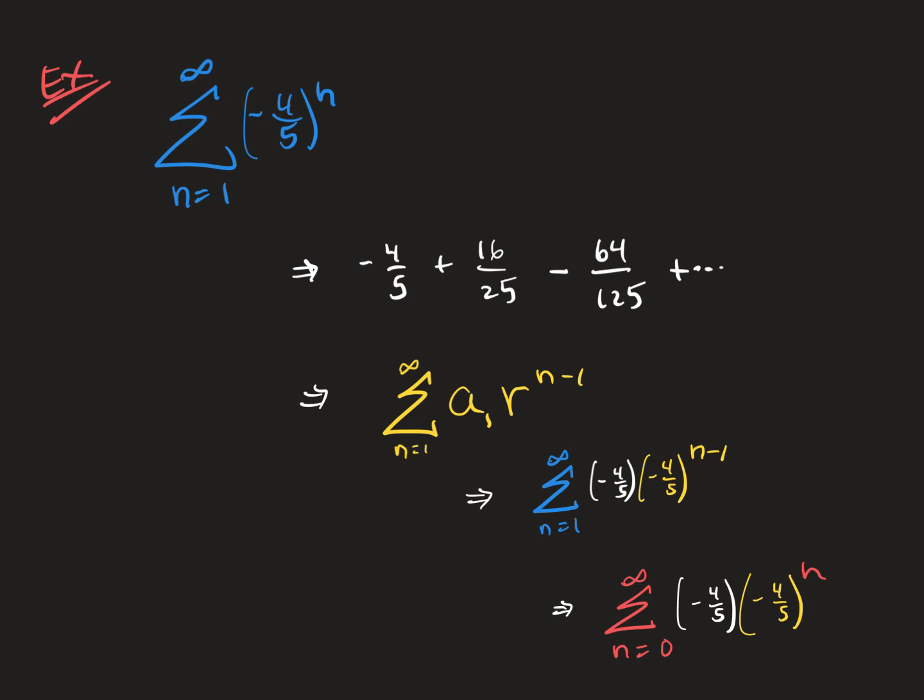Let's look at an example. Often it helps to expand these, but let's just suppose we wanted to write it in the form of the first term times the common ratio to the n minus 1 power. When we expand it, we can see that that's our first term. So, first term, what are we multiplying by every time? To the n minus 1 power. And you can see what we're multiplying by is a negative 4/5. Negative 4/5. That's our common ratio.